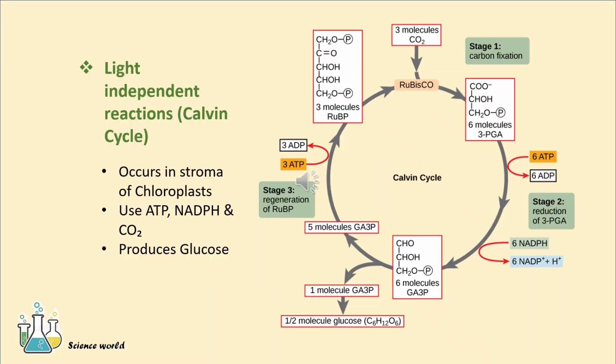Then in the second stage of the Calvin cycle, which is known as reduction of 3-phosphoglycerate, those 6 molecules of 3-phosphoglycerate will be reduced into 6 molecules of glyceraldehyde triphosphate. For this process, energy will be supplied by 6 ATP molecules and H plus will be given by 6 NADPH molecules.